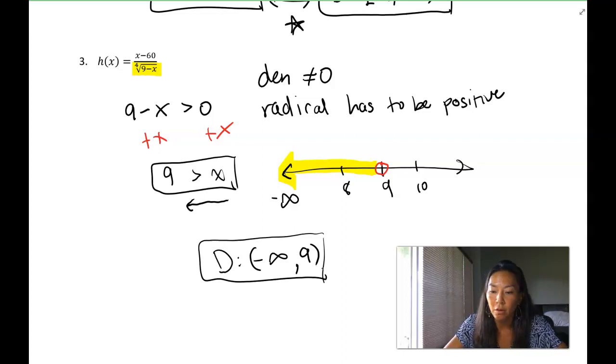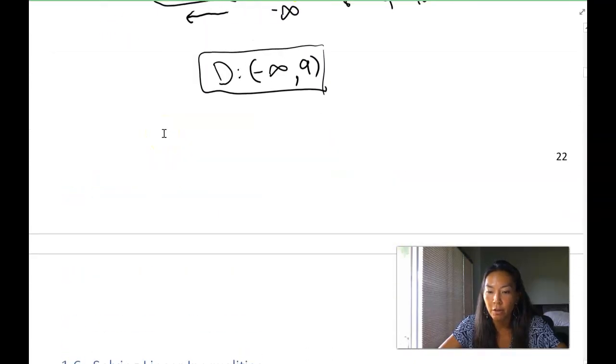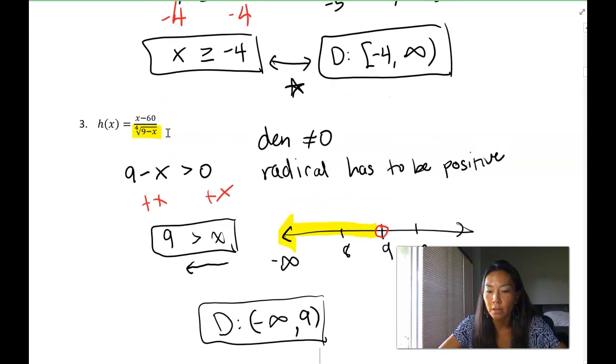Hope this practice helps. We're going to move on to the next section on solving linear inequalities. I will post the next video in a minute.